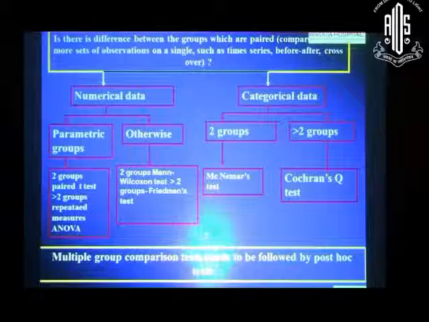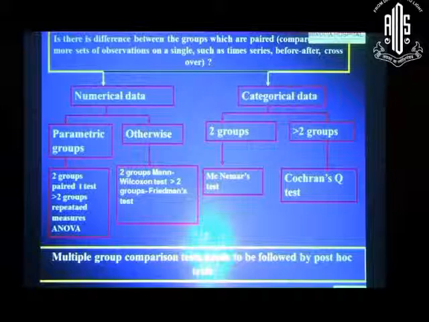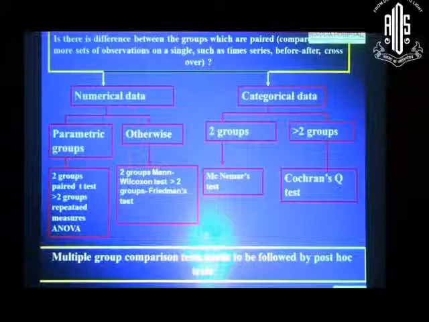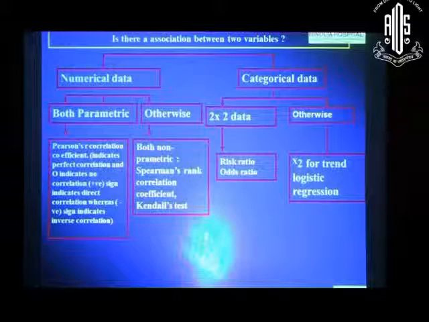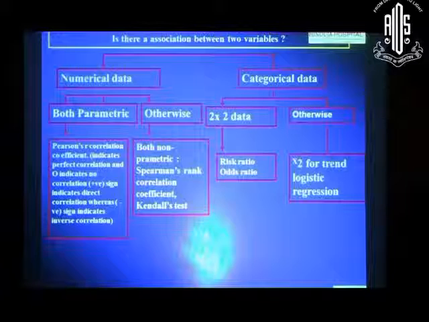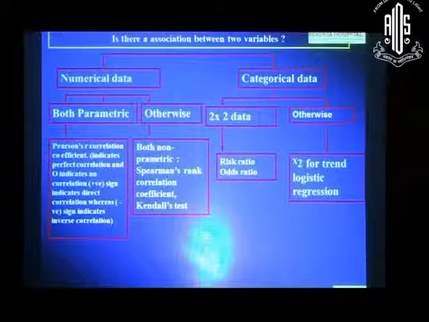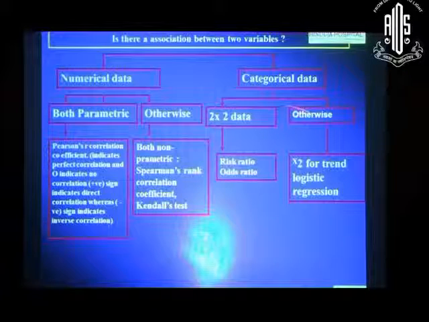So that test, if you find significance in this test, then do post hoc analysis and find out which group is showing significance. Okay. And the third one is the association between 2 variables, because the research question may ask whether there is an association between the 2. In that case, say numerical data, categorical data.